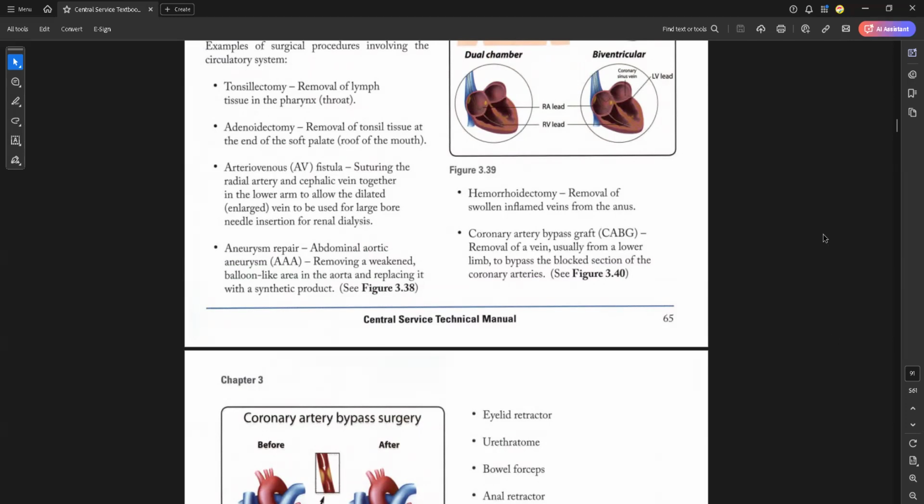Hemorrhoidectomy. Ectomy is also there again, telling you about the suffix ectomy, removal of swollen, inflamed veins from the anus.